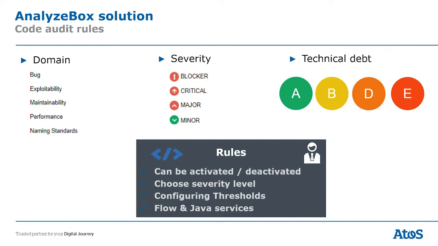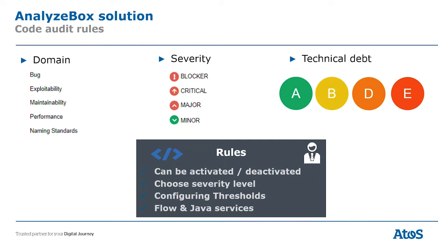I said we had about 50 rules already ready to be tested on your packages. They are split by domain, as you can see, from bug to naming standards. These rules also have different severity levels from blocker to minor. The technical debt aspect will be represented with a letter from A to G. A means you have nothing to correct, the package is perfect from the rules' side, and G means you have a lot of things to correct.